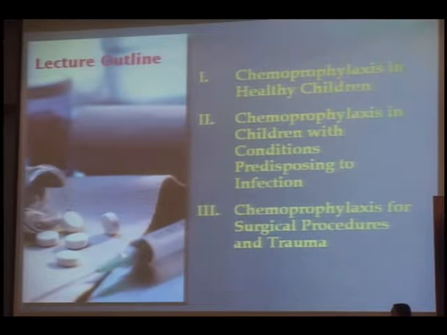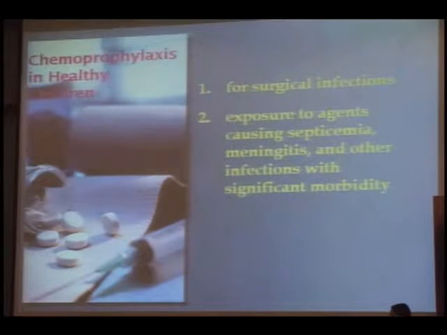So the lecture outline will cover three areas of chemoprophylaxis. One is in healthy children. Two is in children with conditions predisposing to infections. And three, chemoprophylaxis for surgical procedures and trauma. Actually, the third Roman numeral still is under the category of chemoprophylaxis for healthy children, but I just separated it because there are distinct recommendations for surgical prophylaxis. So that is what I was mentioning.